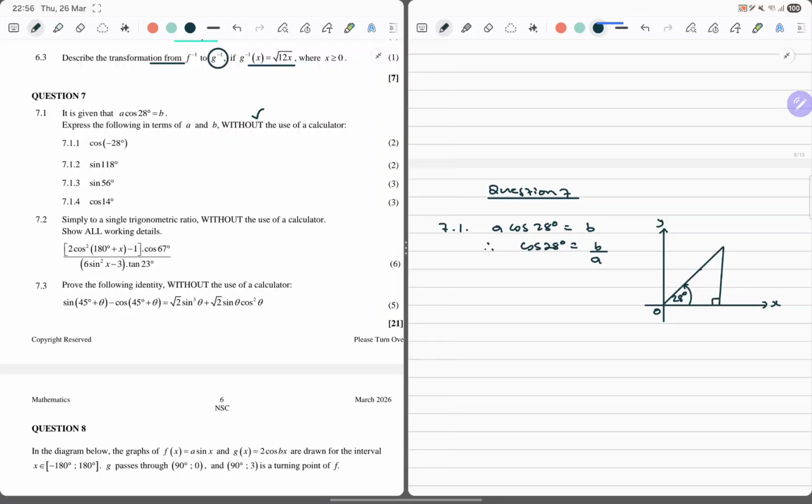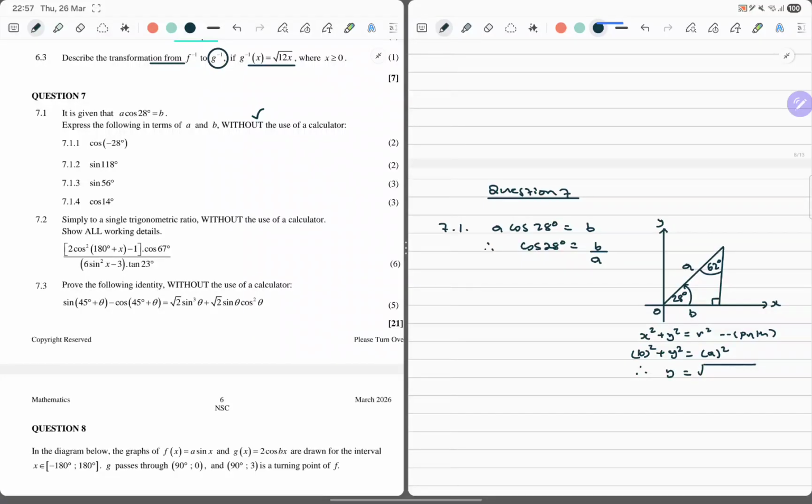Now, we need the complement of this angle. 28 to 90, that should be 62. Right? Yes. And then, of course, guys, cos is adjacent over hypotenuse. So this means we need y. So x squared plus y squared equals r squared. From Pythagoras, so this is b. y squared equals a all squared.